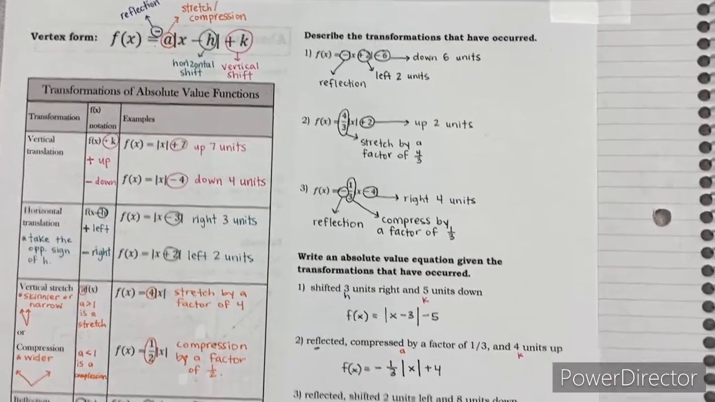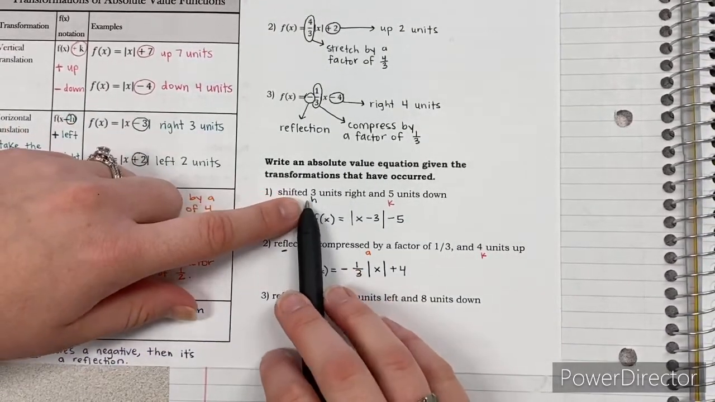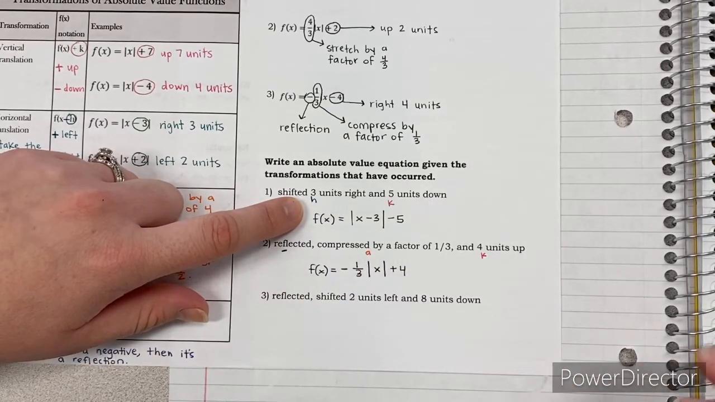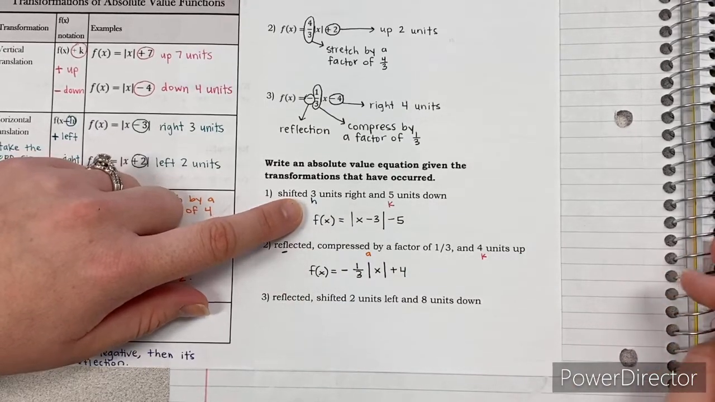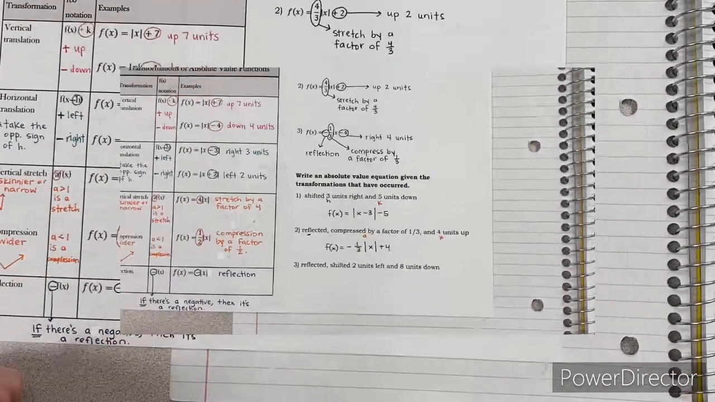So be careful whenever you have the horizontal shifts, because those are the ones that trick people up, and sometimes kids get them wrong because they forget to flip the sign. So go ahead and do number 3 for me, and then push play when you're done.